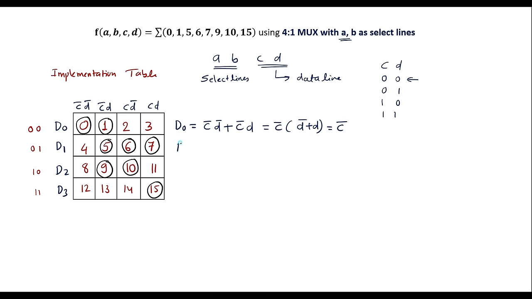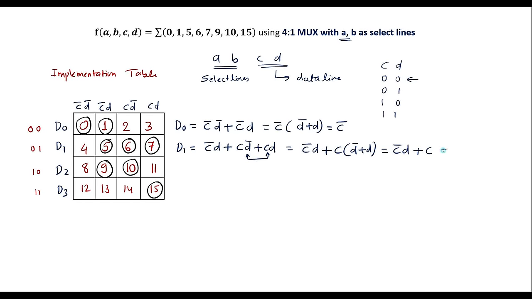Similarly for D1, here three numbers are circled. The corresponding variables are these three. Let me represent 5 with respect to C bar D, plus 6 is with respect to C D bar, plus 7 is with respect to CD. Let me simplify this. I'll keep the first term as it is, C bar D. Between the other two terms, I'll take C common, and we get D bar plus D. D plus D bar is nothing but 1. Therefore, it will be C dot 1, which is again C.